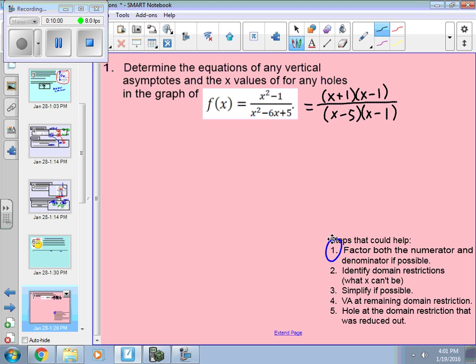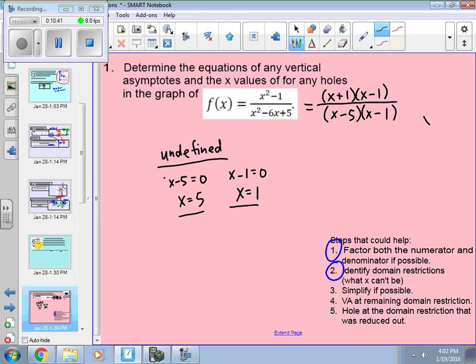That's the first step. Next, identify all those undefined values. So let's see where this one is undefined. It's undefined anywhere you have division by 0. So we want to take the things in the denominator, x minus 5 here, and the other term is x minus 1, and set them both equal to 0. What we end up with is at 5 and at 1, it's undefined. Those two places, the graph won't have a value.